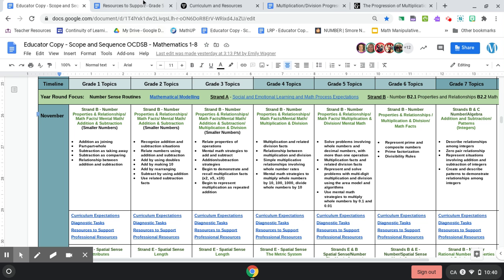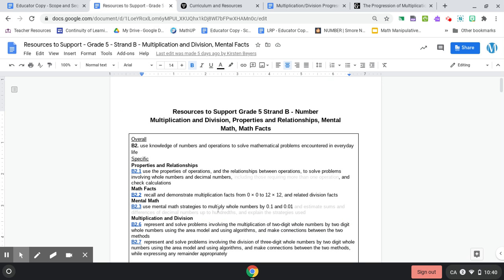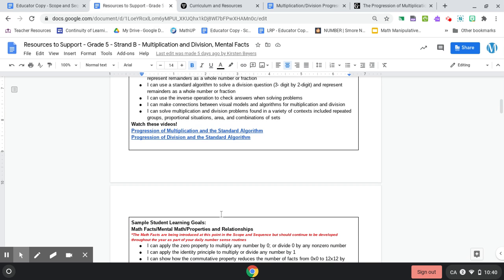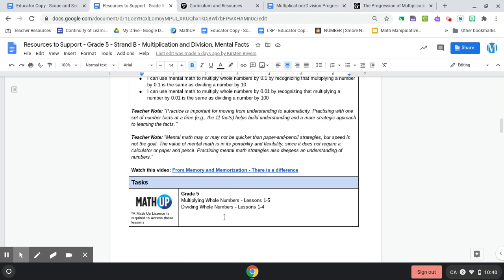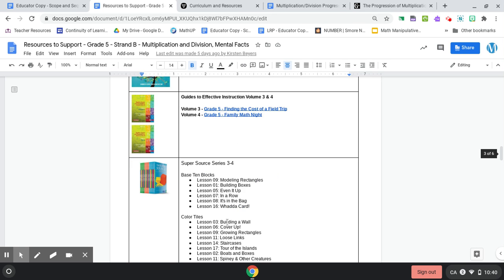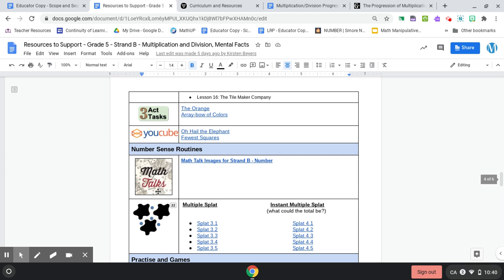In the resources to support, you will also find additional resources for number routines that will help you keep the concepts alive throughout the year. A good place to look for this is specifically here with the Math Talk images that will support you.